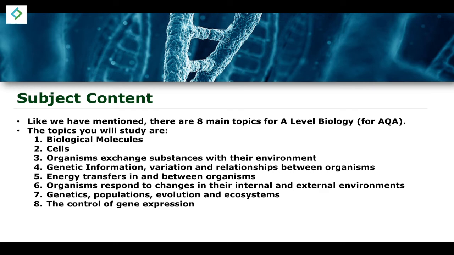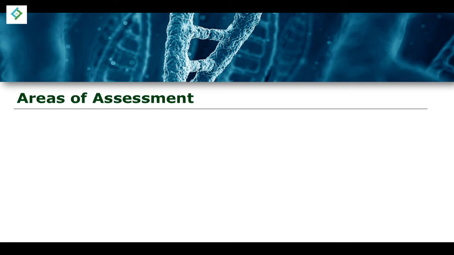So paper 1, like I've said, for the A level will cover all the topics from biological molecules down to genetic information, variation, and relationship between organisms. Paper 2 for the full A level will cover energy transfers in and between organisms, all the way down to the control of gene expression. And then paper 3 will cover everything that is written here, and we'll cover it with different kinds of questions asked, including an essay question at the end.